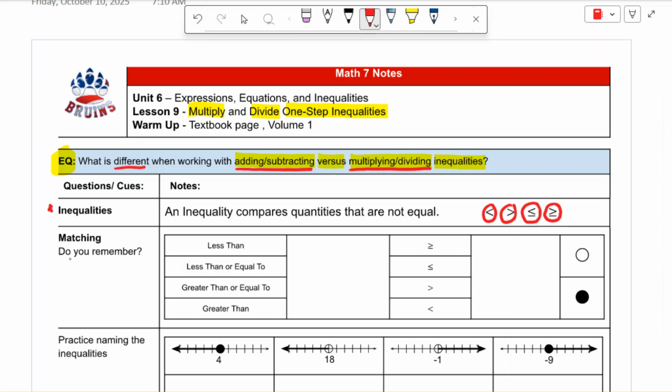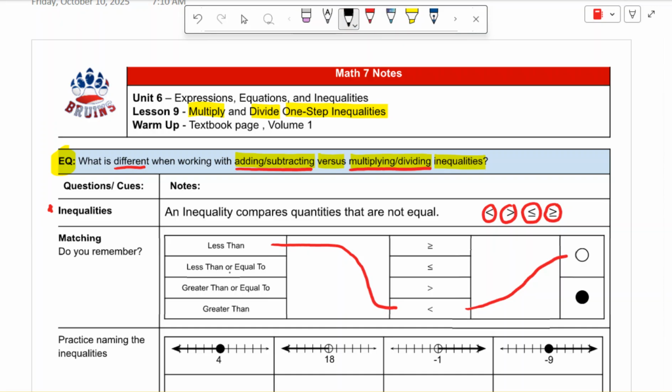And now we have a matching. So go ahead and try this. Which one is less than? So start here and draw down to the less than. And how do you mark the less than point on a number line? Is it open or closed? It is open.